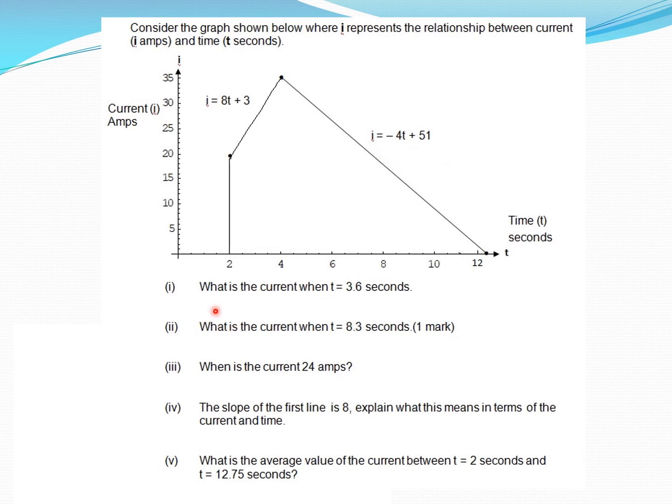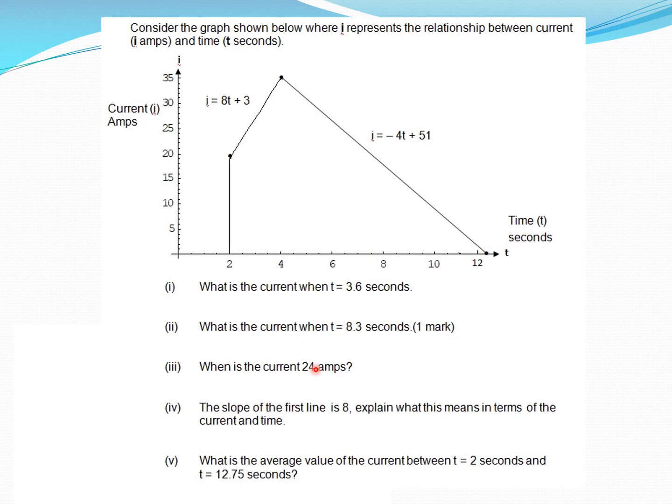So we're going to ask a few questions here. What is the current when t is 3.6 seconds? So there's 3.6 on the time axis. And you might ask the question, which of these will we use? Well, obviously, between the time of 2 and 4, you can see we're using this line here. So we'll use the I equals 8t plus 3. What is the current when t is equal to 8.3 seconds? So 8.3, we'll use the second equation.